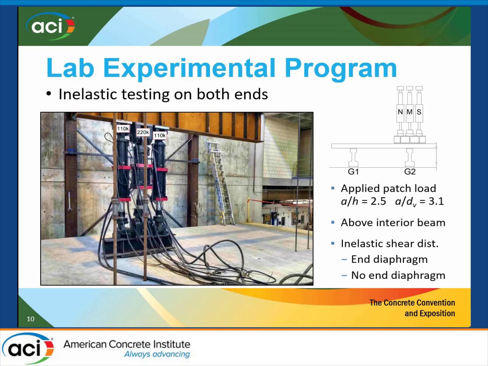We were focused on an interior beam, as I mentioned before, and one of the secondary goals here was to investigate both ends of the structure, so what happens with an end diaphragm and without. And there's 4 beams in the structure. We loaded over an interior girder on one end, switched and loaded over the opposite interior girder on the other end, so kind of kitty corner or perpendicular quadrants of the structure.